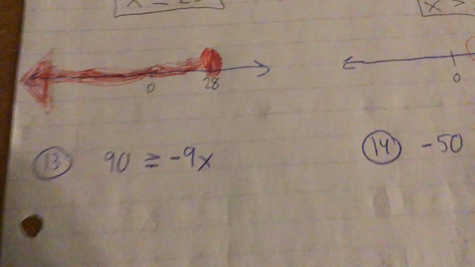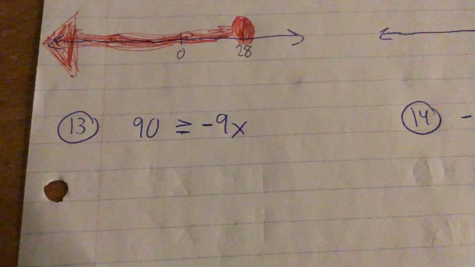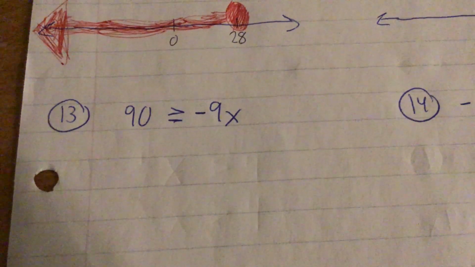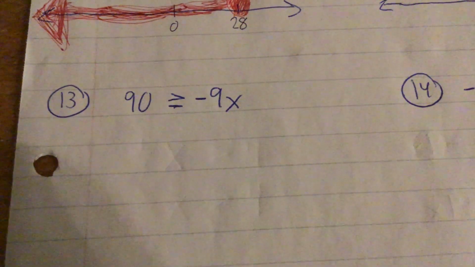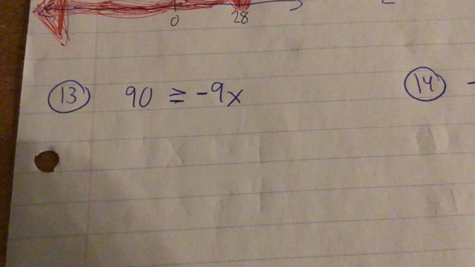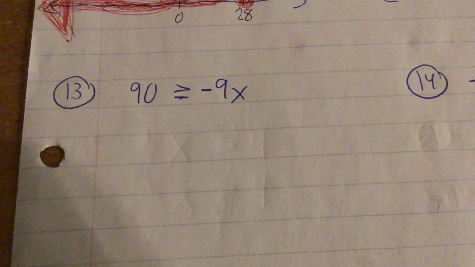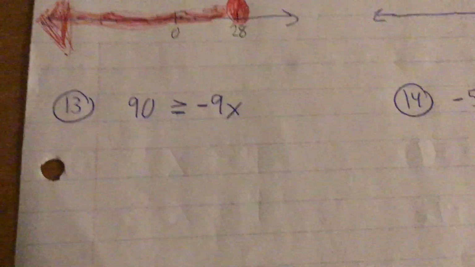Okay. Number 13. 90 is greater than or equal to negative 9x. How do we solve for x? If this problem was 90 equals negative 9x, what would we need to do? We would need to divide both sides of the inequality by negative 9. So 90 is greater than or equal to negative 9x, which means we divide both sides by negative 9.